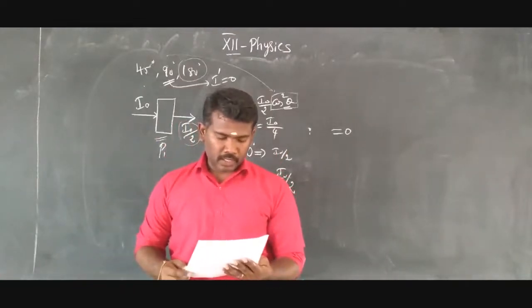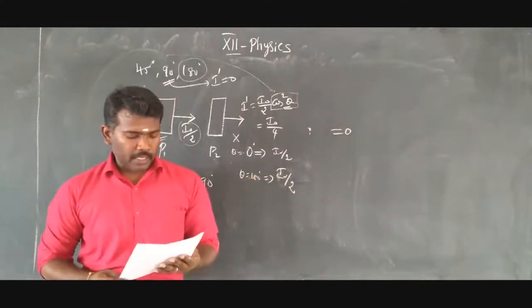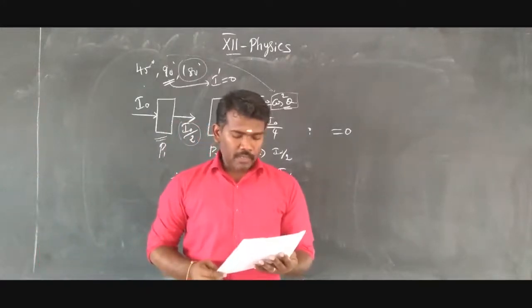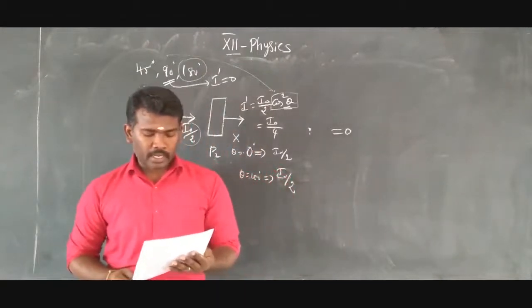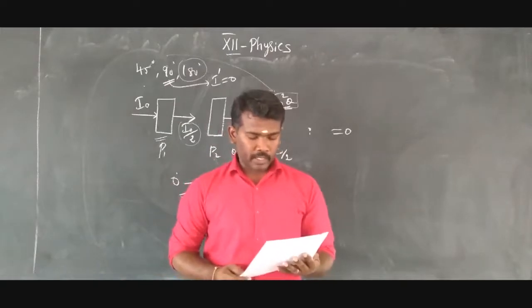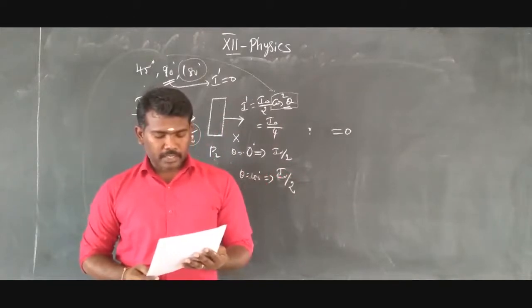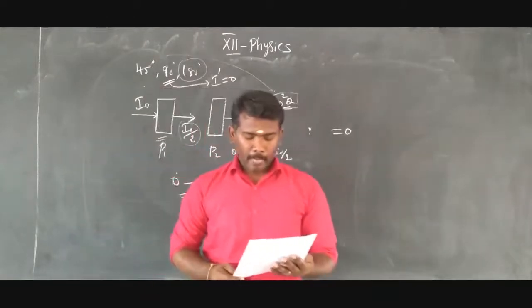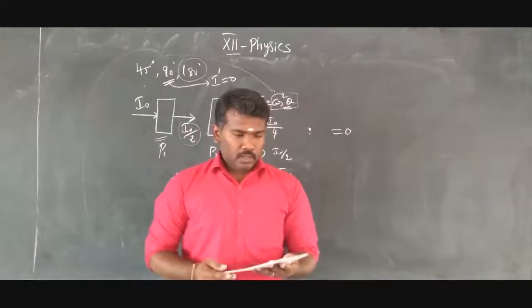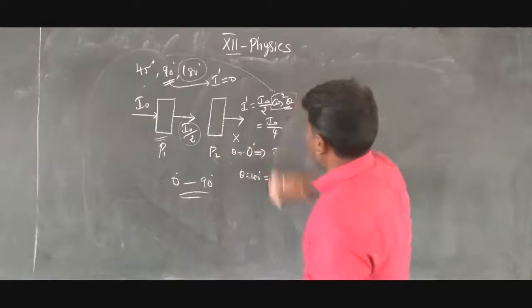Here in this case, light from an ordinary source is passed through a polarizer sheet P1. The transmitted light is then made to pass through a second polarizer sheet P2, which can be rotated so that the angle between the two polarizer sheets varies from 0 degree to 90 degree. So the graphical representation for the variation of the intensity of light transmitted by the first polarizer and the second polarizer: we are going to draw the graph with respect to intensity and the angle.